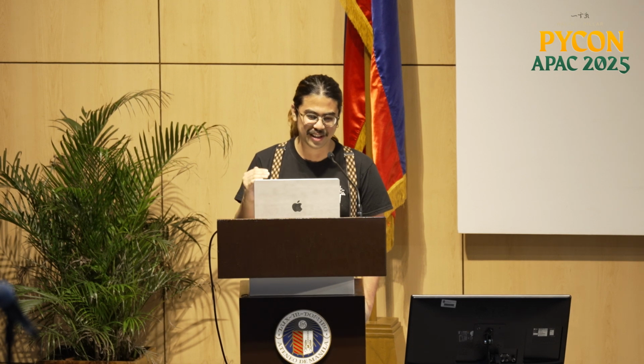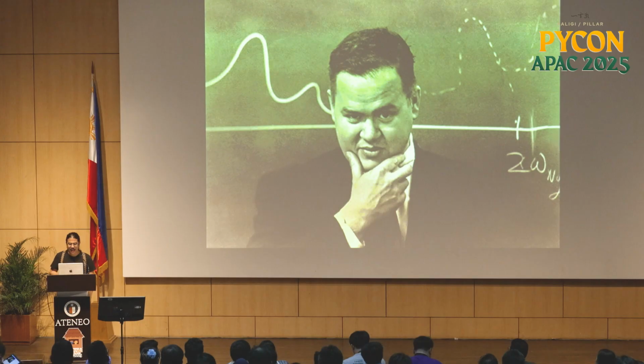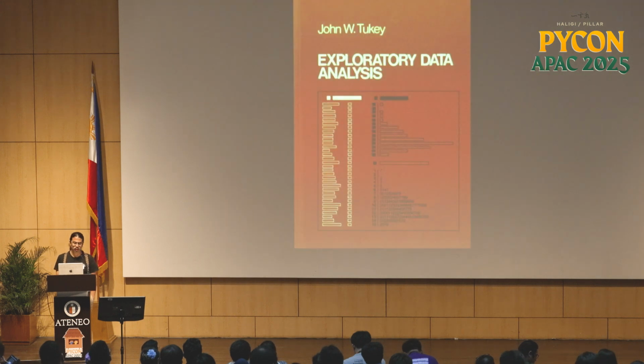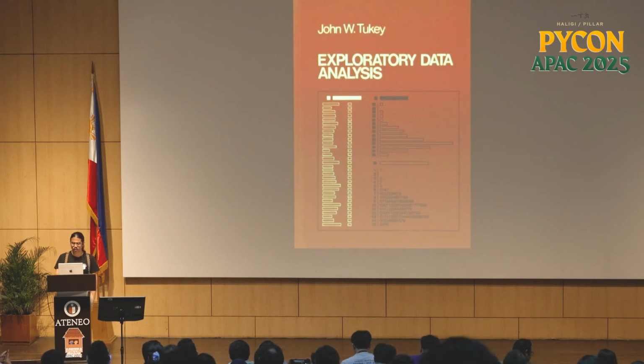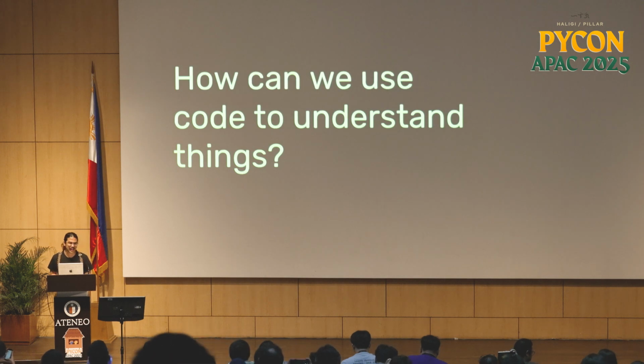If you don't know this guy, you can feel free to open up your Wikipedia to his page. He has a very long list of stuff named after him. But anyway, in 1977, he published a quaint little book called Exploratory Data Analysis. That's really what I want to talk about today: what it means to use code to understand. Not in terms of a demonstration, but rather to talk about the principles underlying our tools.